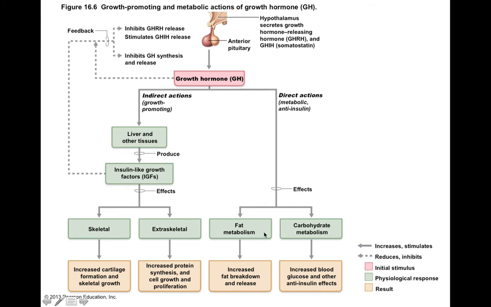So what you'd expect to see in response to growth hormone is an increase in fatty acid content in your blood, as well as an increase in blood glucose levels. Now, both of these are energy-carrying molecules. Fatty acids and glucose can help supply energy for your cells to undergo metabolic activities, such as increasing cartilage formation and skeletal growth, as you can see here with the indirect actions.